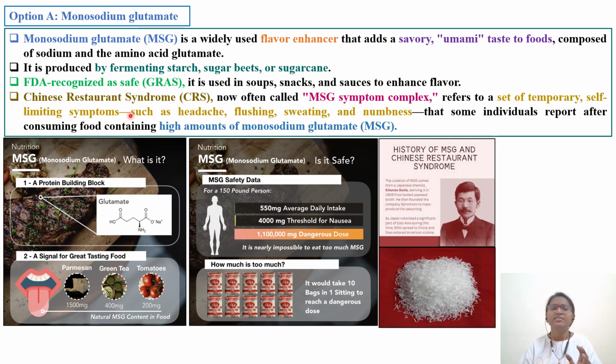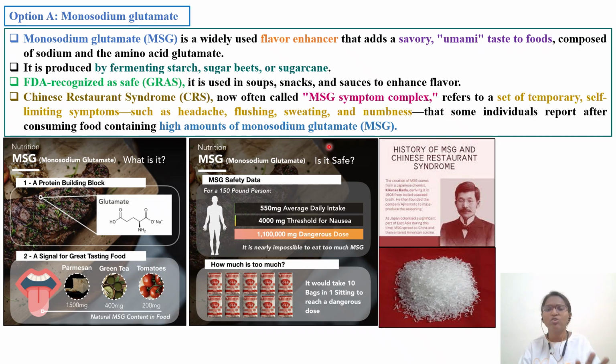And there is another myth, Chinese restaurant syndrome. This is a term associated whenever you discuss MSG. Another name is MSG symptom complex. What are the symptoms you will see? A set of temporary, self-limiting symptoms: headache, flushing, sweating, numbness. But these are very temporary, and are found only in some sensitive individuals, and that too at very high amounts. In food, you will be using only a pinch of MSG, so you will never get such extreme adverse effects when using MSG as a flavor enhancer.